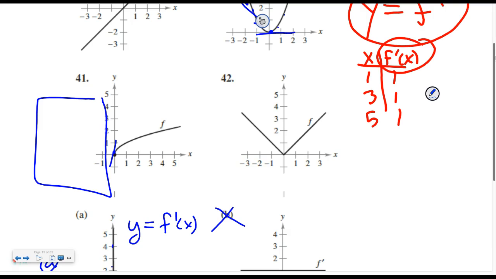Right? So my derivative would be coming from way up above. And then it's approaching 0, like it's plateauing out. So my slopes are approaching 0. That's why it's going like this.